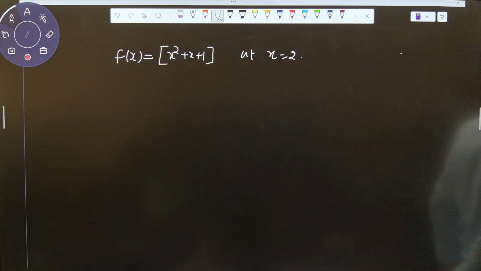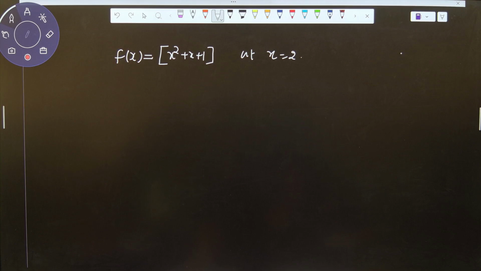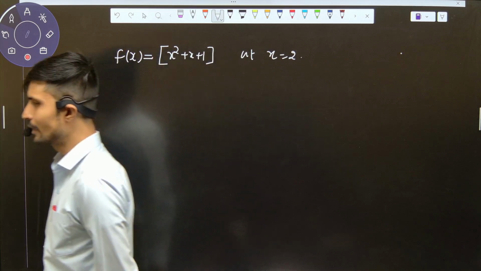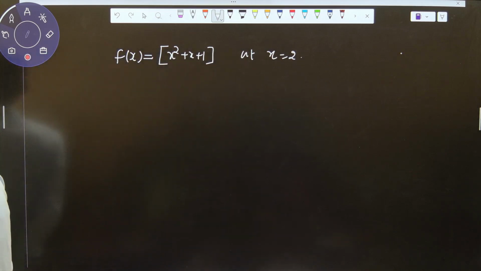So what is 2? 7. F of 2? 7. What is f of 2 minus? 7 minus, 6. Very good. 2 plus, 7. Continuous or discontinuous? Right hand continuity or left hand continuity? Right hand continuity. Okay? Very good. Now write down, the next topic is... you got it, no problem, na?